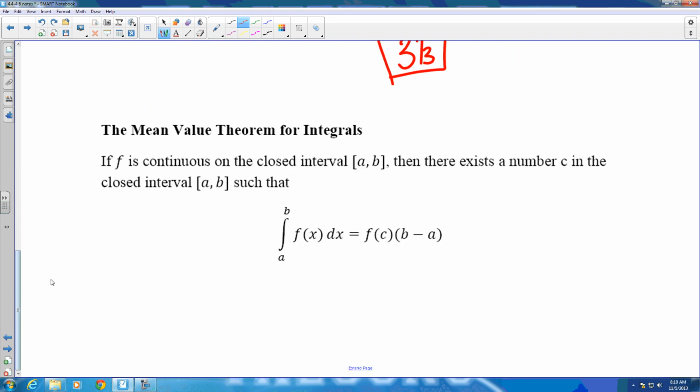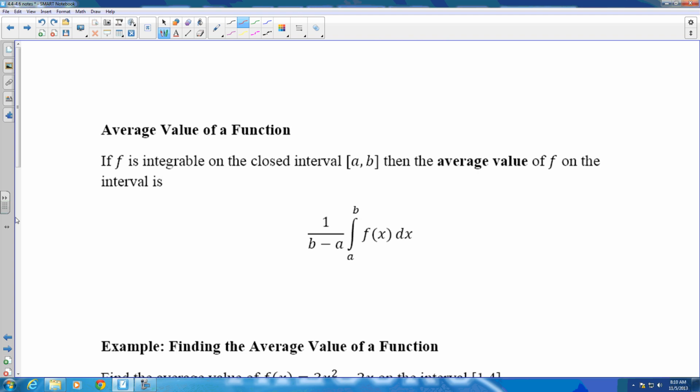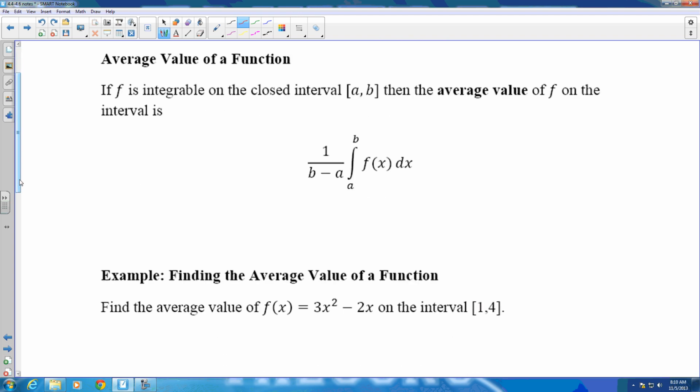Okay, mean value theorem. If f is continuous on a closed interval from a to b, then there's some value in between a and b that, if you multiply f of that value by b minus a, you will get the integral. So the more important theorem is actually on the top of the next page.